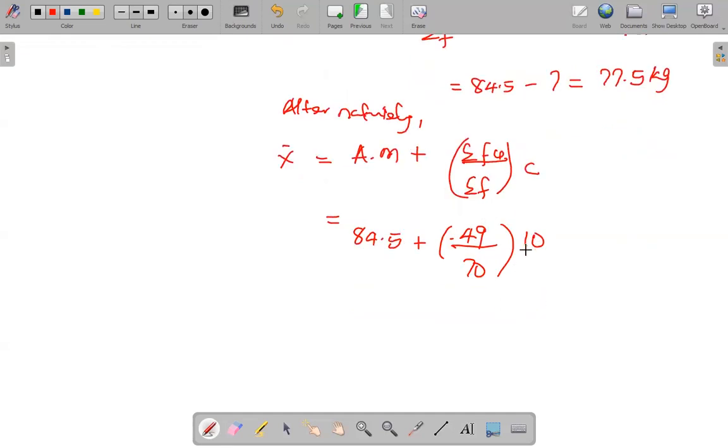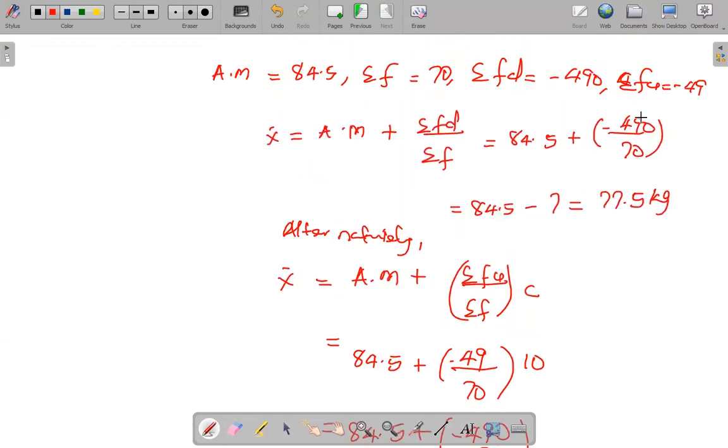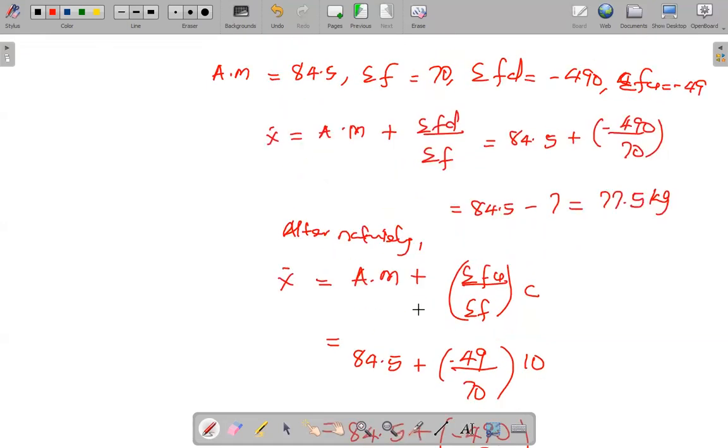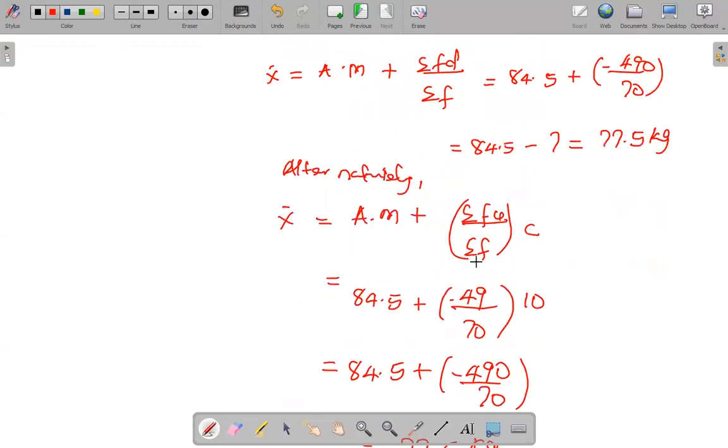If I open up this bracket, of course, this 10 will multiply this. So 84.5 plus negative 49 times 10 is negative 490 divided by 70. Looking at it, it's still the same thing we have here. 84.5 plus negative 490 over 70, which will still give us the same answer, 77.5 kg. So that is how to make use of the coded factor in calculation of arithmetic mean.